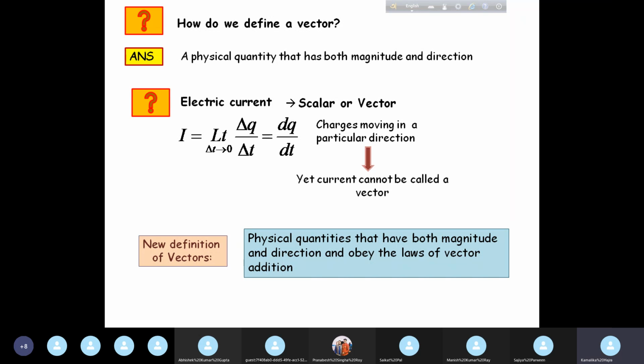Okay. So, this is the primary thing that you need to know, how to define a vector. It's not that the definition that we knew till now was wrong, it was only incomplete. So the complete definition of vector would be physical quantities that have both magnitude and direction and obey the laws of vector addition. Right?